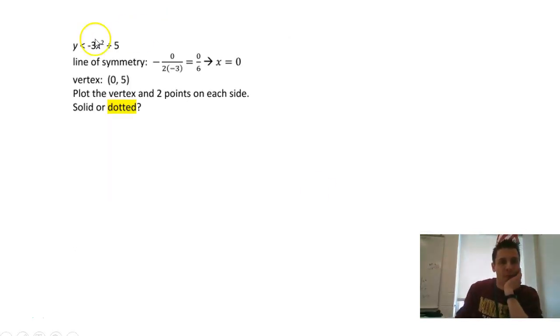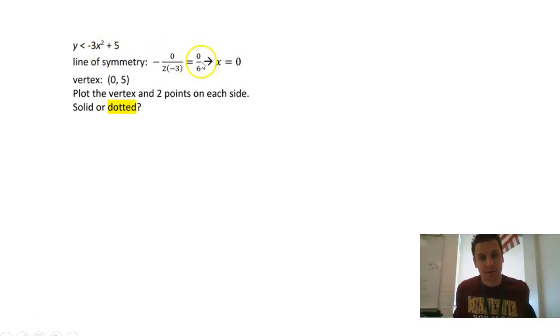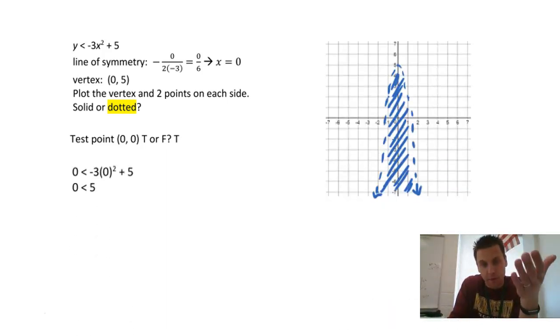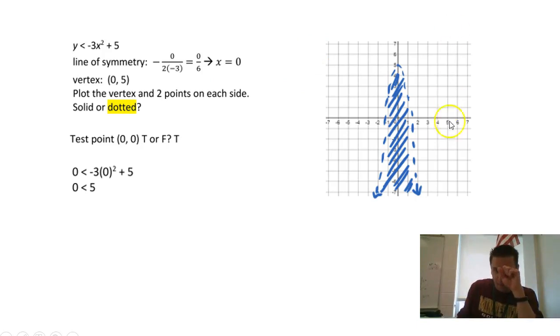One more. y is strictly less than negative 3x squared plus 5. The line of symmetry is going to be 0 because we have negative b. There is no b here. There's no x term, so b is 0 over 2 times a, which is negative 6, and 0 divided by anything is 0. So 0 is the x-coordinate of the vertex. So (0, 5), because when you plug in 0 here, we get out 5, so that's the vertex. So we can plot that point, 2 points on each side. The test point's going to be (0, 0). That will work because it's clearly not on the parabola.